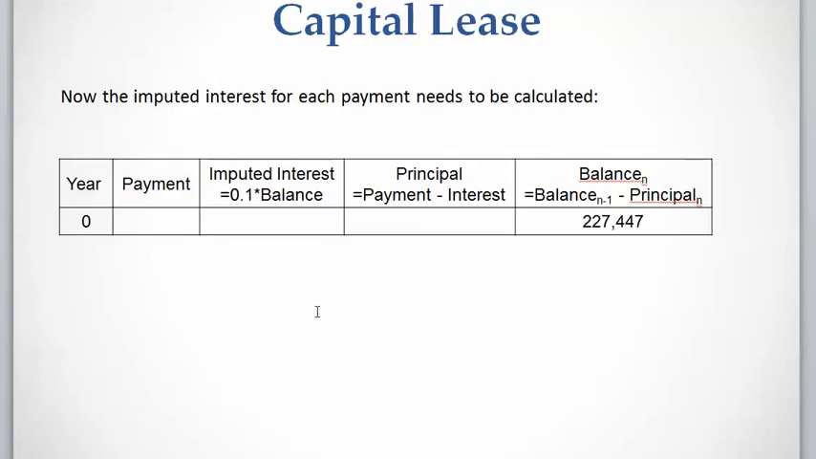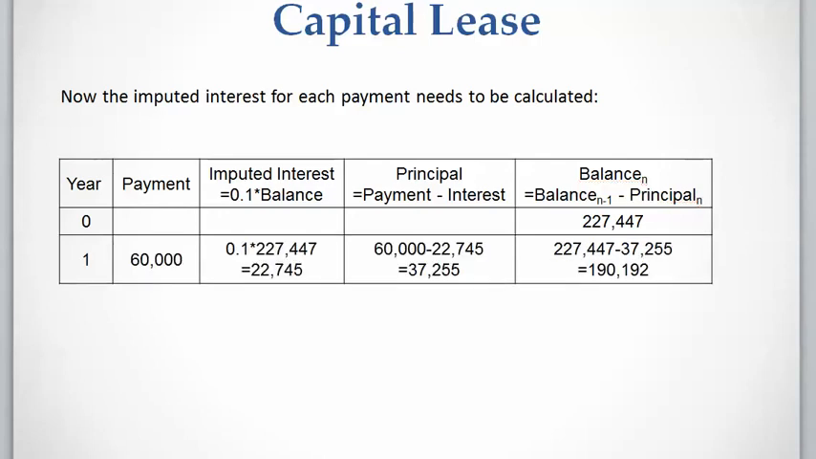So for year 0, we don't have any payment. Payments are starting from year 1. So the balance is going to be $227,447 that we had as the present value of these 5 payments of $60,000. So for year 1, we are going to pay $60,000.